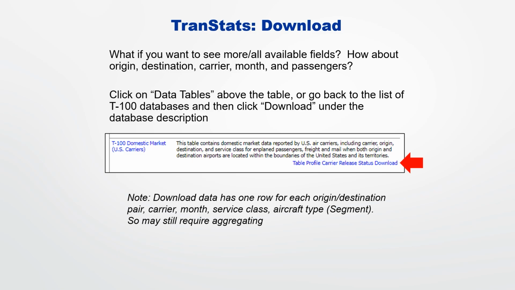A note about how data is aggregated. The T100 traffic data have one row for each origin and destination pair, carrier, month, service class, and aircraft type in the case of the segment data. So it may still require more aggregating, depending on your purposes, but you cannot disaggregate it to the flight level or the day level. On-time performance data, on the other hand, is entirely disaggregated with one row per flight, and it is monthly. So for every day, there's a list of all the flights for the reporting carriers. The origin and destination survey aggregates each passenger who purchased the same full itinerary for the same price during a particular quarter.